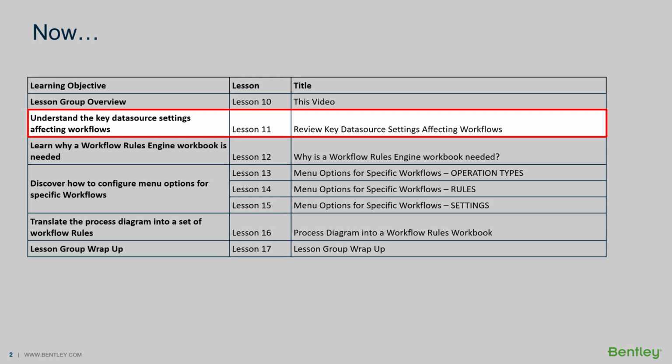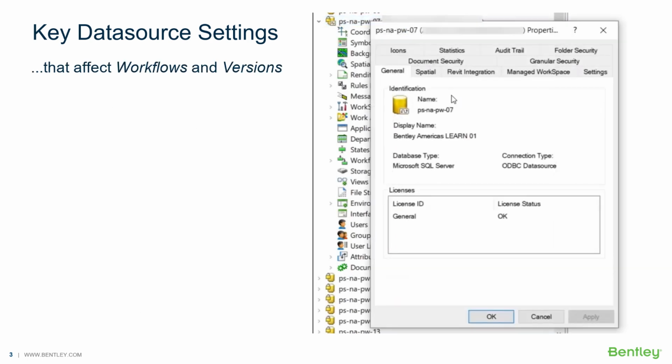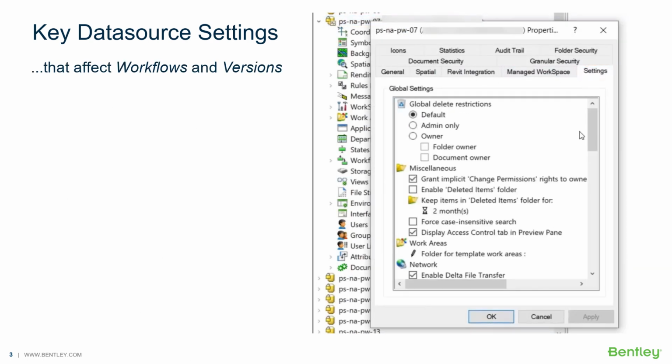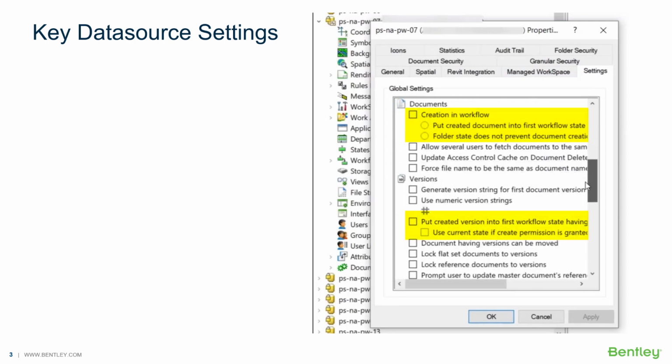Before we dive into the workflow rules engine itself, we need to learn about some global workflow settings in a data source. In this video, you will review key data source settings affecting workflows. Two data source settings affect workflows and versions. The settings are documented in the ProjectWise Administrator reference section in the ProjectWise Administrator Help located on docs.bentley.com. The two settings include Documents, Creation and Workflow, and Versions, put created version into first workflow state having create permission.